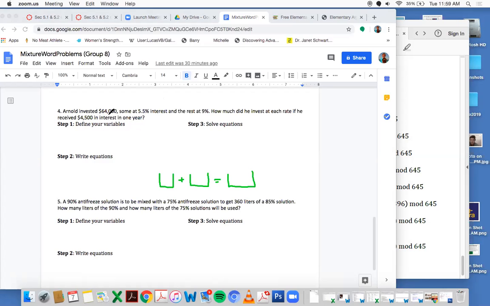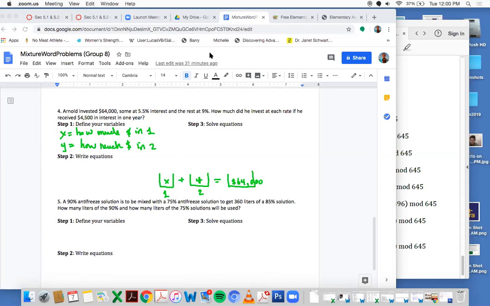So we have $64,000, and you split it up into 2 accounts. Okay, so basically we have X and Y. It's how much money in the first account and how much money in the second account. So we put it here. X and Y, because there's account number 1, account number 2. If I put all my money together, this is going to be $64,000.